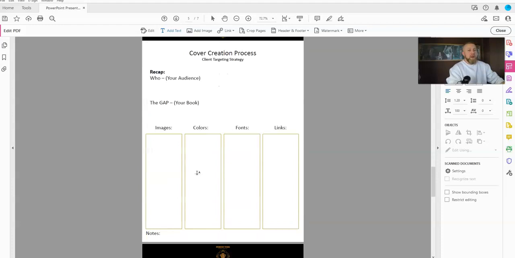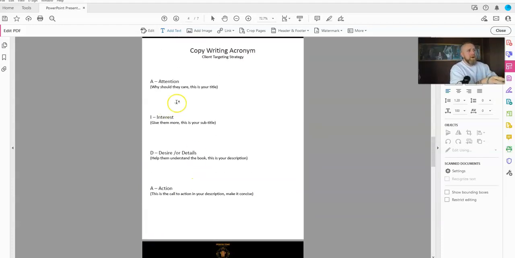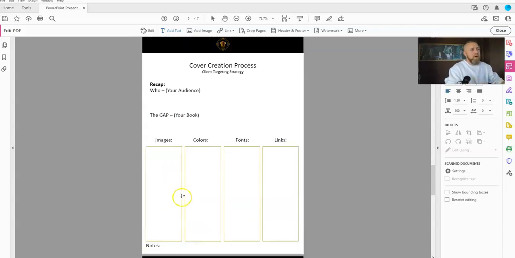Now, guys, the last part of the process is actually the cover, right? Because I always write my descriptions and everything first, so I totally understand my customer. I totally understand the buying journey. I completely understand the description and everything about the book, right? I understand the call to action. Only then will I actually craft my cover.